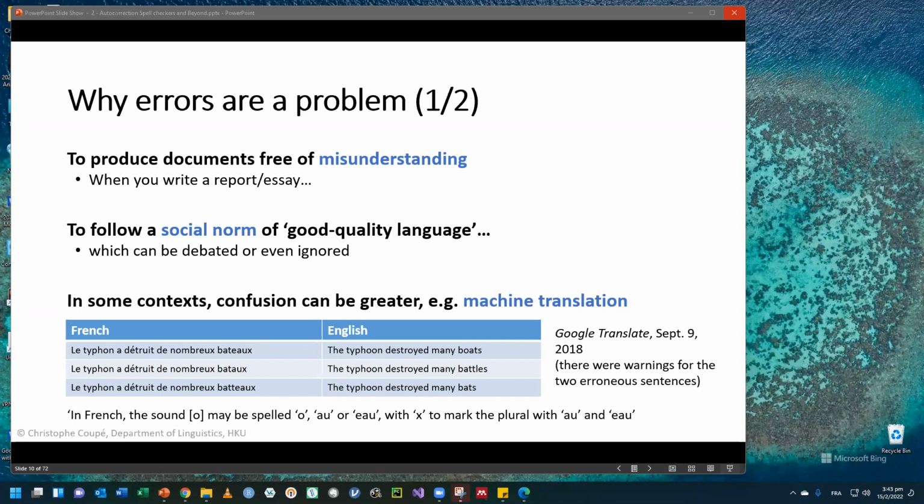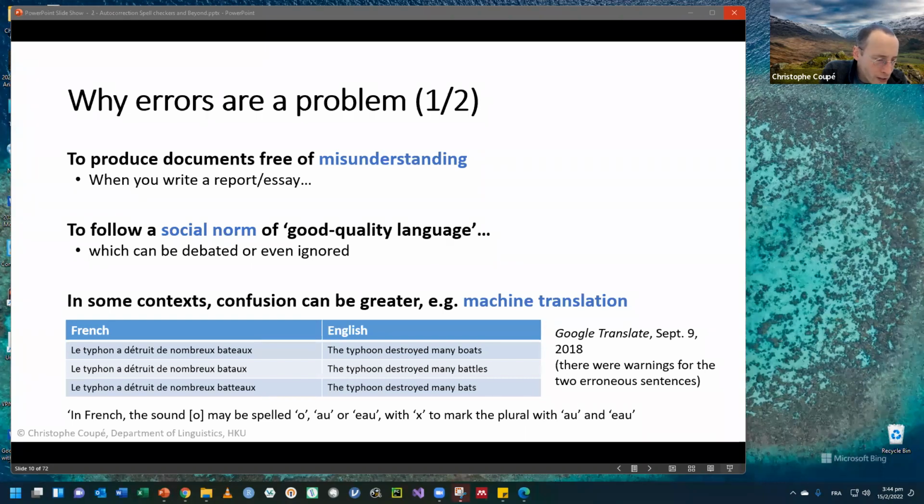But then if you check the second sentence, and if you read and speak French, that would be obvious, you can see that bateau is misspelled. And that's the same thing for the third sentence. And then you don't know how the system does it, but it translates bateau as battles first, and then bateau as bats, the animal. So of course, if you make a small typing error, then the translation is going to sound very, very weird.